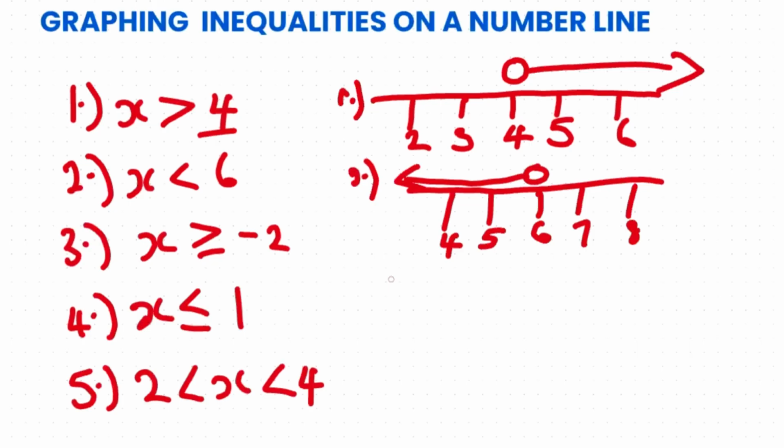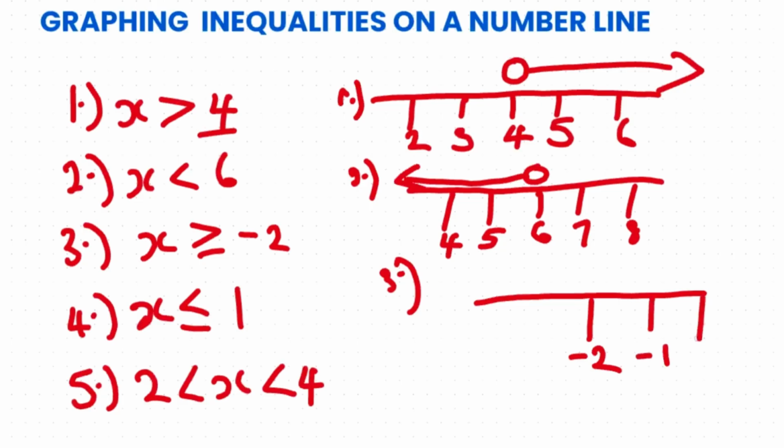Then for the third, we have x is greater than or equal to minus 2. So we are going to draw our number line. So we start from minus 2 or negative 2. Then you put two numbers in front of negative 2, which will become negative 1 and 0. And also two numbers at the back of negative 2, which will give us negative 3 and negative 4.